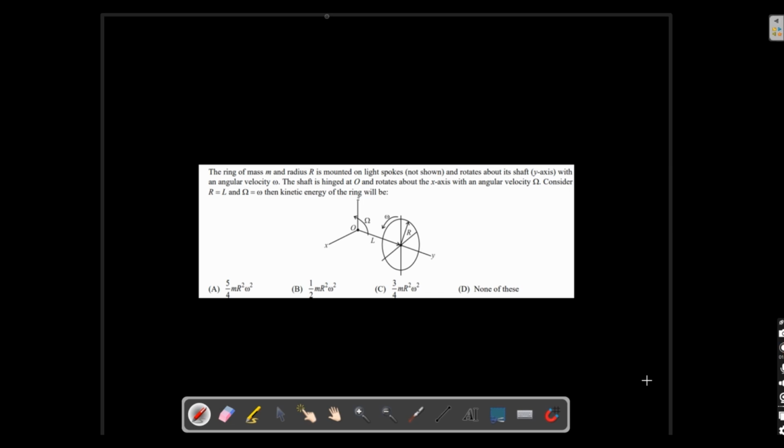I'll show you two methods to solve this particular question. And there is another method that I forgot to mention: we have the integration method also. Let's see what that is. Before that, let's read the question.